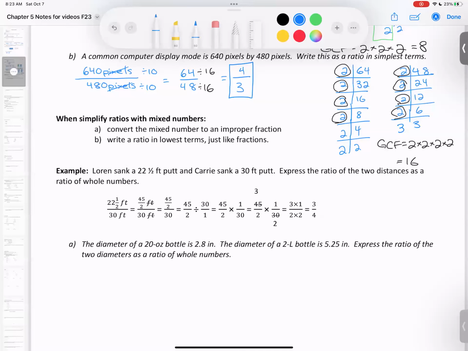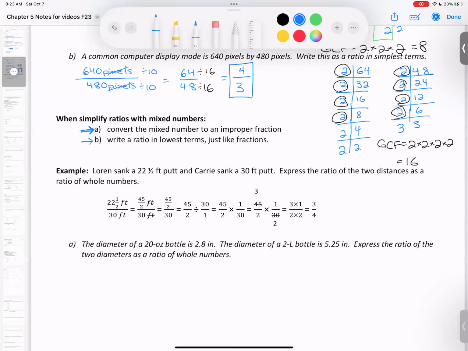All right, moving on to some special cases with ratios. For example, what do you do when you're simplifying ratios that have mixed numbers in them? What you want to do is the same thing you would have done with fractions. We're going to convert the mixed numbers to improper fractions. That's going to give you complex fractions, those fractions of fractions. And then you can write a ratio in the lowest terms.